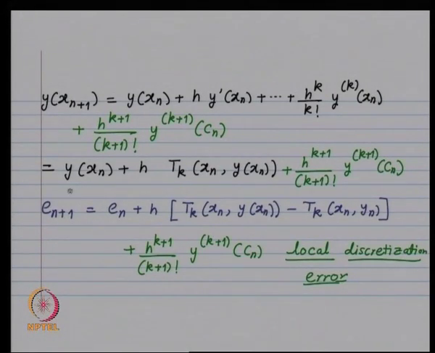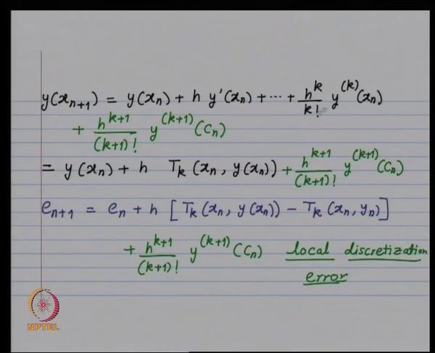Then e n plus 1, which is y x n plus 1 minus y n plus 1. This will be e n plus 1 is equal to e n plus h times T k x n y x n minus T k x n y n. What is y n plus 1? y n plus 1 is y n plus h T k x n y n. So, I take the subtraction, y x n plus 1 minus y n plus 1 is e n plus 1, y x n minus y n is e n plus h times T k x n y x n minus T k x n y n, and then this. So, this is the local discretization error. So, we are going to concentrate only on local discretization error from now onwards.